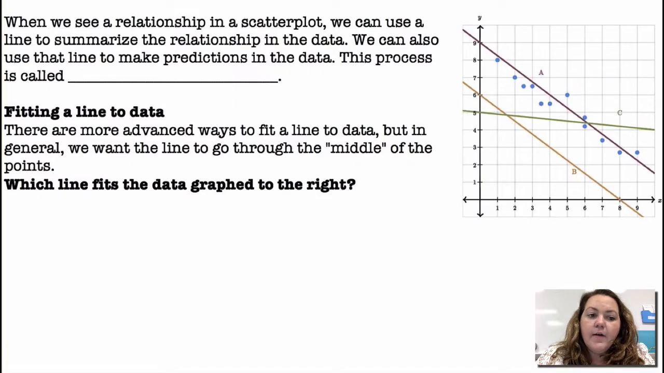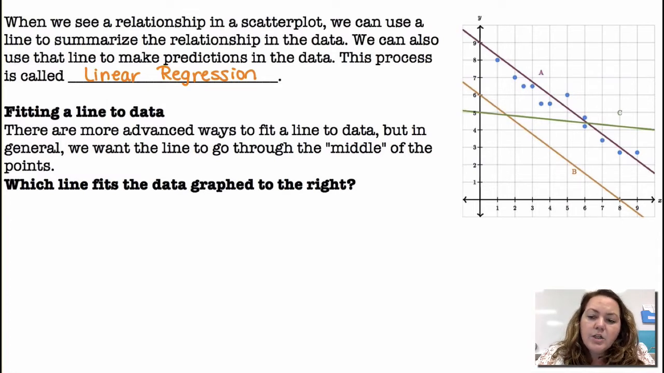Let's take a look at the basics of trend lines. When we see a relationship in a scatter plot, we can use a line to summarize the relationship in the data. We can also use the line to make predictions in the data. This process is called linear regression, so fitting a line to the data. There are more advanced ways to fit a line to the data, and we will get into those later on in this unit. But in general, we want a line that goes through the middle of most of the points.